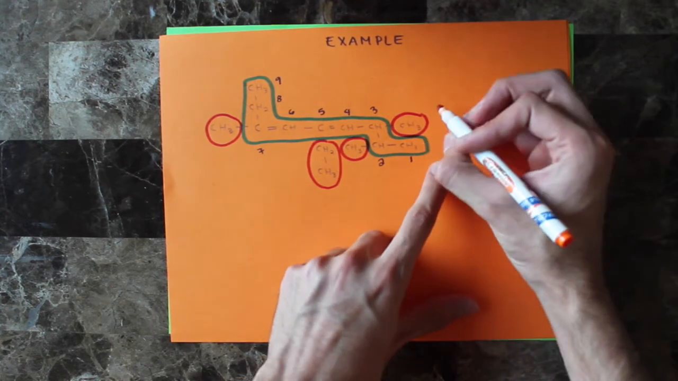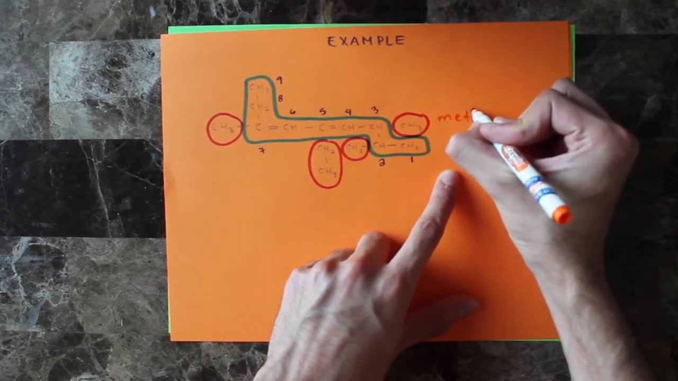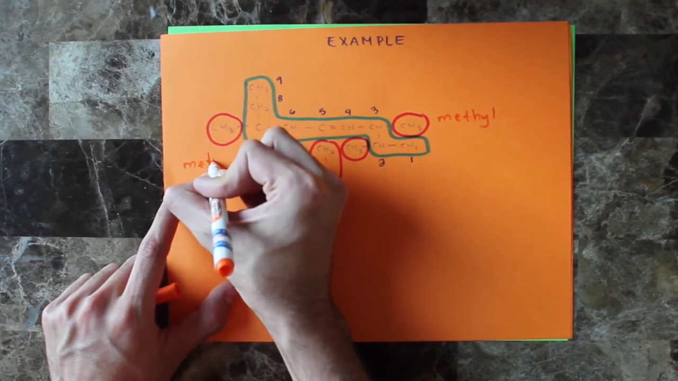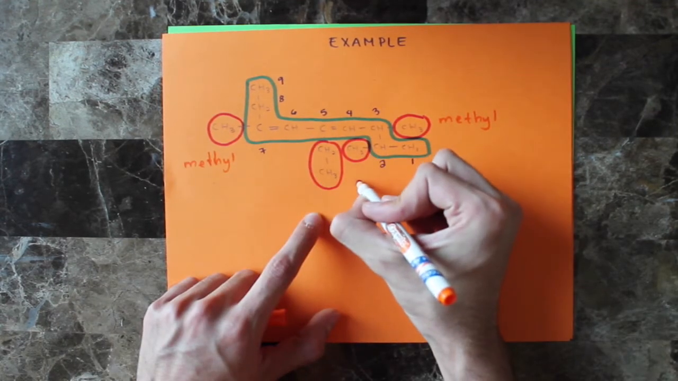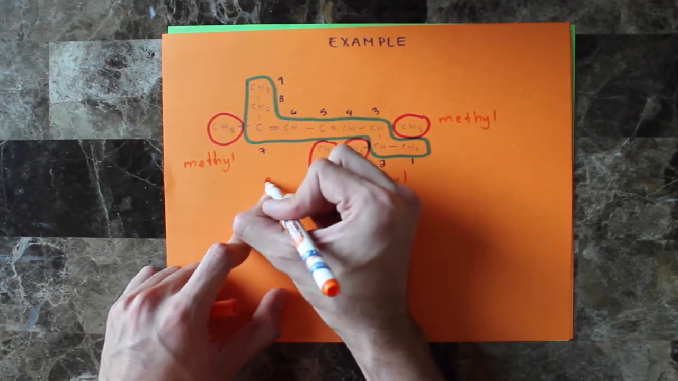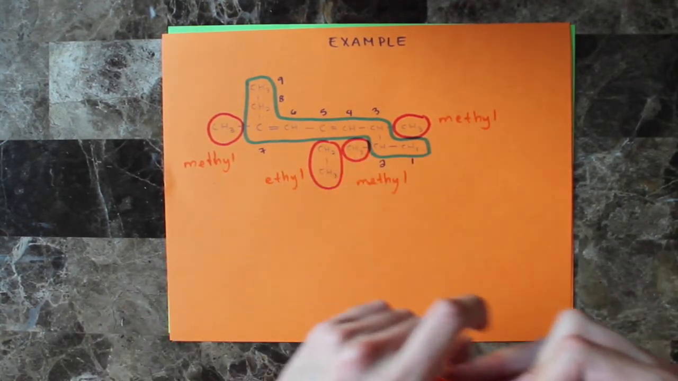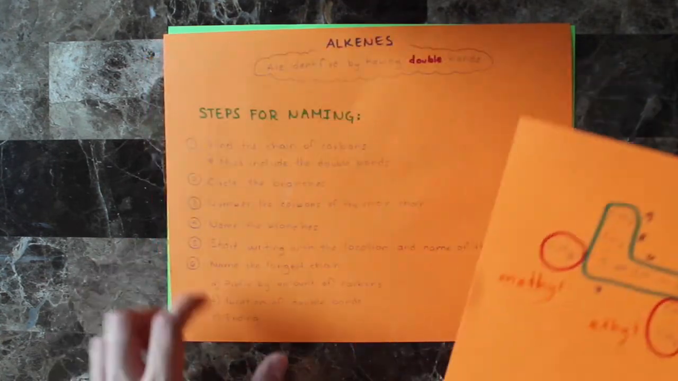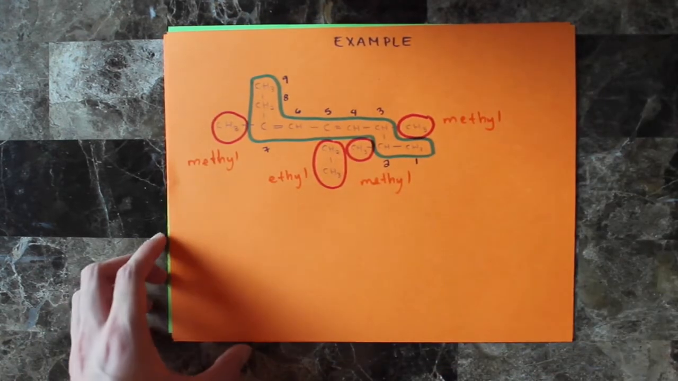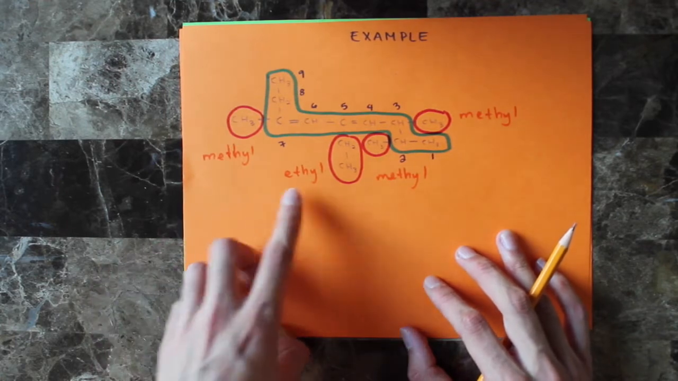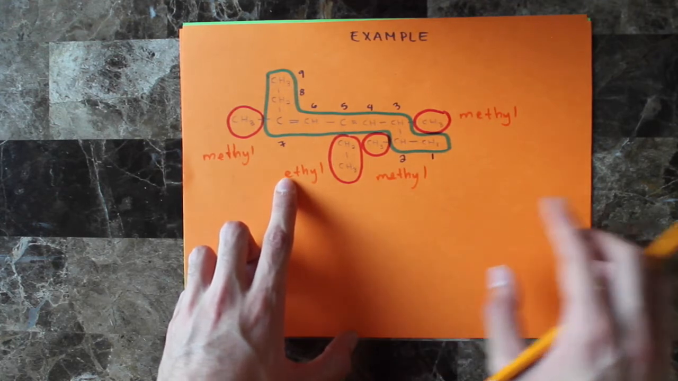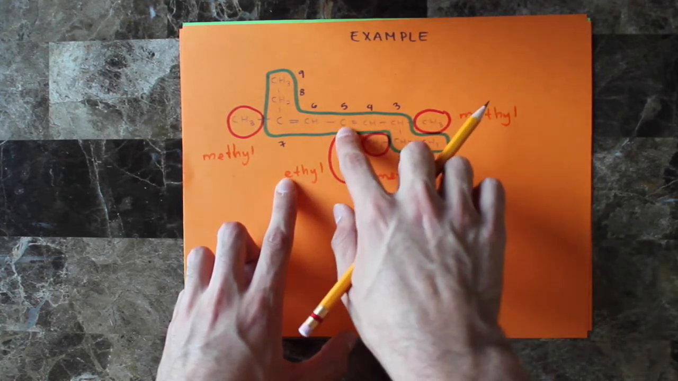This, as it has just 1 carbon, is a methyl. Just like this one and this one. But as this has 2 carbons, we will name it ethyl. Okay, then we have to start writing with the location and name of our branches. Remember that we have to start in alphabetical order, so we start with E, and its location is in the 5th carbon.